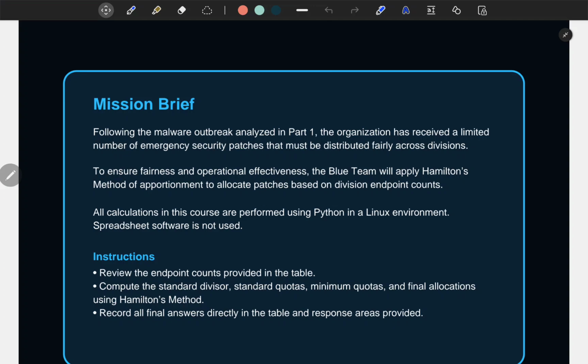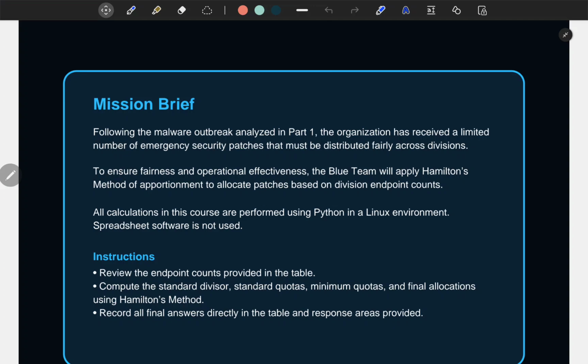To ensure fairness and operational effectiveness, the blue team will apply Hamilton's method of apportionment to allocate patches based on division endpoint counts, right? We did some exercises on Hamilton's apportionment. So we know that we have a certain amount of endpoints and they're infected, but we have to allocate the patches fairly, right? So that's what this exercise is going to be about.